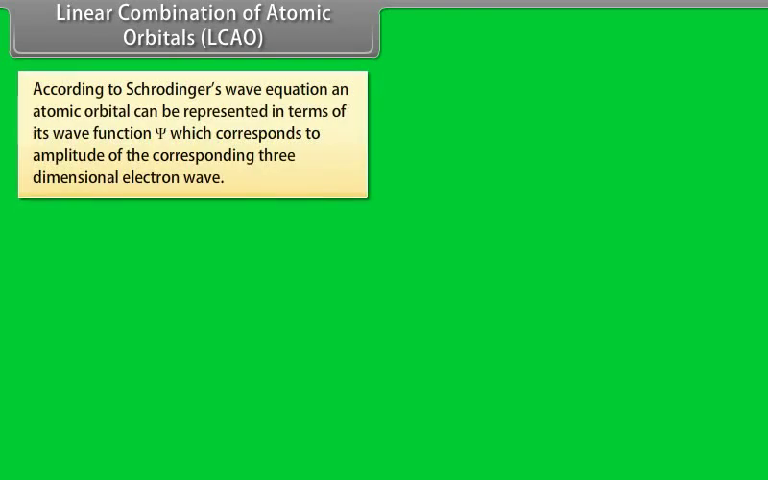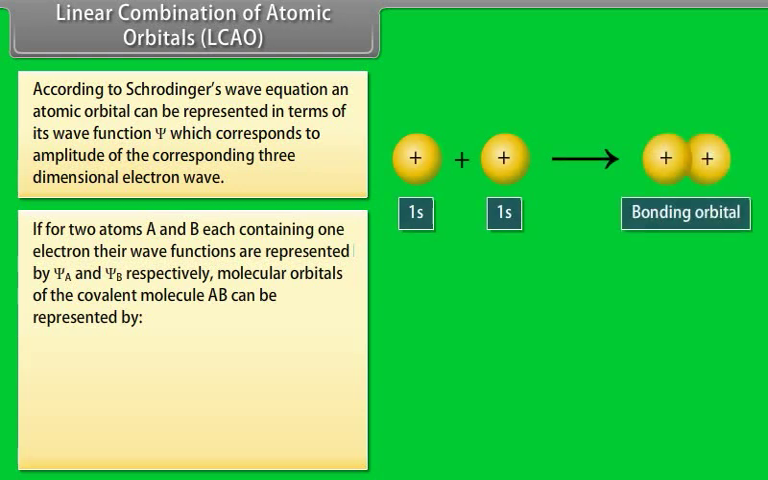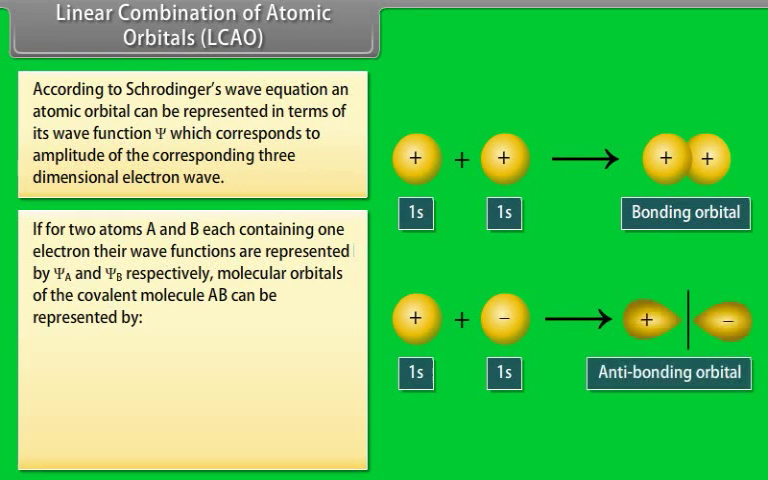Linear combination of atomic orbitals, LCAO. According to Schrödinger's wave equation, an atomic orbital can be represented in terms of its wave function psi, which corresponds to the amplitude of the corresponding three-dimensional electron wave. A linear combination of two atomic orbitals can be achieved by addition and subtraction of two atomic orbitals of the individual atoms. If for two atoms A and B, each containing one electron, their wave functions are represented by psi A and psi B respectively.